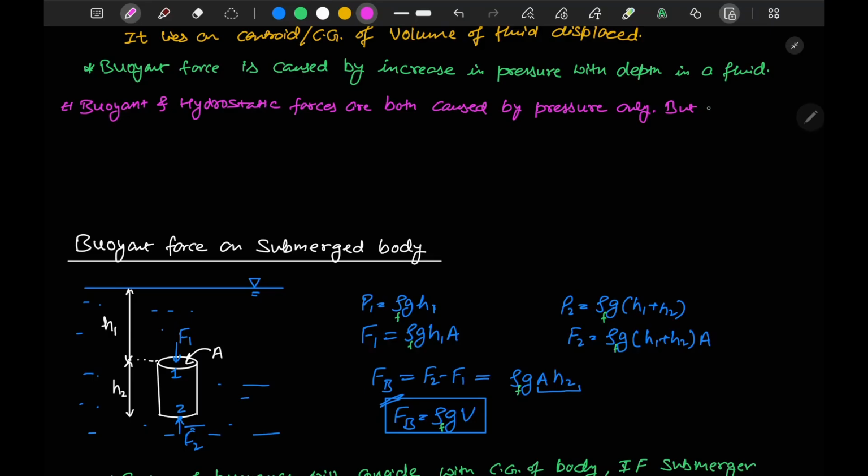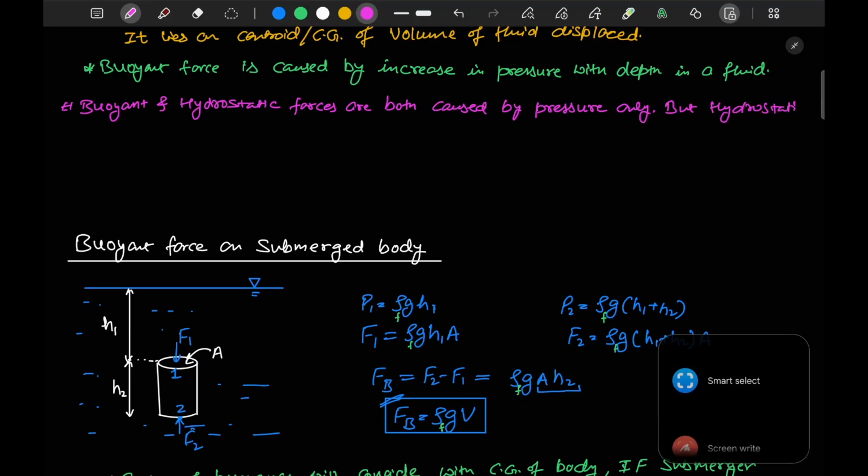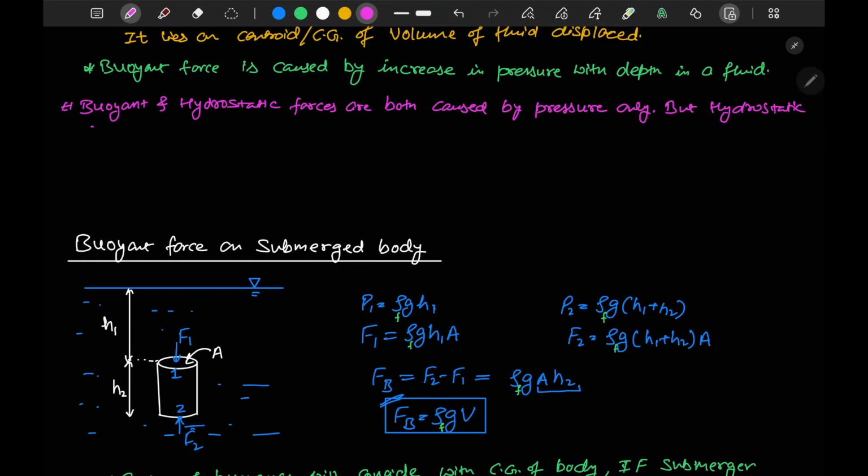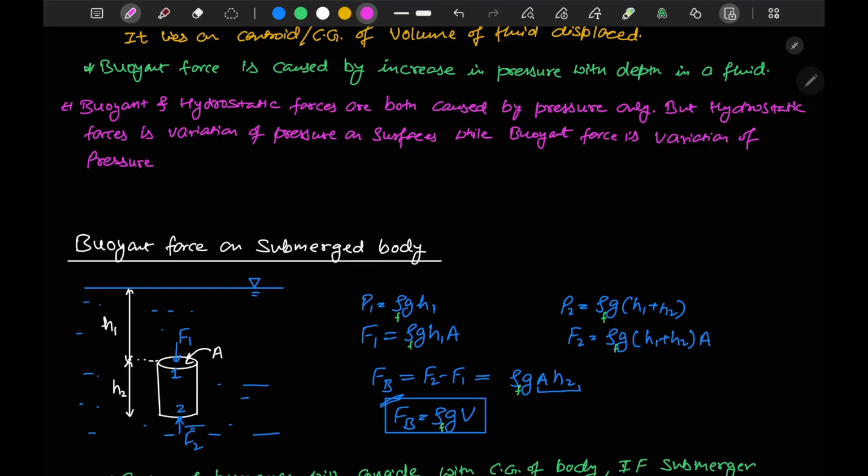Okay, but hydrostatic forces, sorry, I mean hydrostatic forces is a variation of pressure on surfaces, while buoyant forces is a variation of pressure on a volume. Okay, so this is the difference between hydrostatic forces and buoyant force.